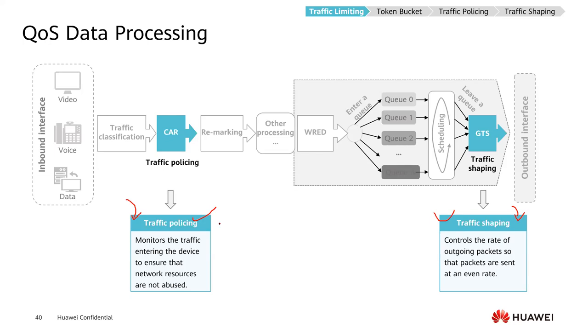Okay, the traffic policing means that most of the time the traffic policing is used to monitor the traffic entering the devices to ensure that the network resources are not abused. And the traffic shaping, most of the time it will be used to control the rate of the outgoing packets so that the packets are sent at an even rate. So those two tools for traffic limiting have different usage scenarios.